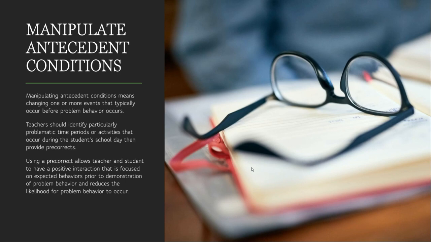Using a pre-correct is going to allow the teacher and student to have a positive interaction that is focused on teaching the expectation, prompting or reminding that student to use that expected behavior prior to demonstrating that problem behavior. Those pre-corrects are going to reduce the likelihood of the problem behavior because we've reminded the student of what that expectation was beforehand. So pre-corrects are considered an antecedent. Remember that an antecedent is what prompts the behavior that occurs. So we can do things to control the behavior by controlling the antecedents.